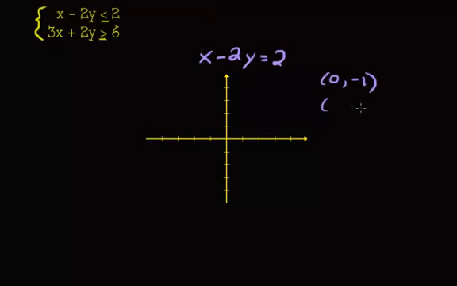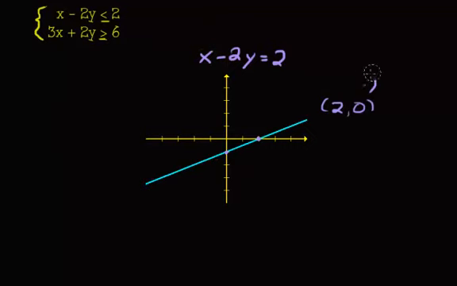And then when we let y equal 0, that term goes away. Solving for x, you'll see that x equals 2. And we'll plot those 2 points. So (0, negative 1), that's right there, and (2, 0) will be right there. So let's connect the dots to make the line.